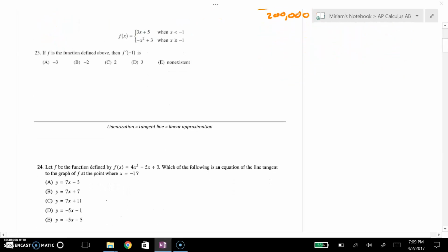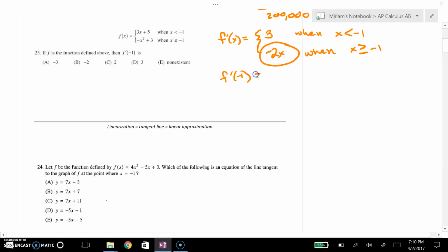For the next one, you have a piecewise function. Then it says, if f is a function defined above, then f prime of -1 is. So don't fret, all we need to do is get the derivative of each piece. So the derivative of 3x plus 5 is 3 when x is less than -1. The derivative of negative x squared plus 3 is -2x when x is greater than or equal to -1. So if I'm trying to evaluate at -1, I will choose the second function.